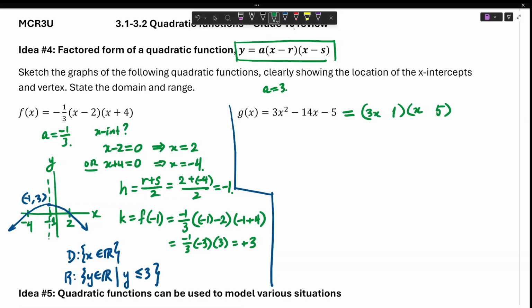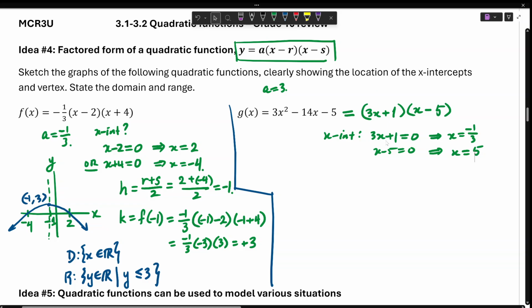So let's say we did plus 1 and minus 5 like this. You get 1x, and 3 times negative 5, which is negative 15x. That does add to negative 14, so this is the correct factorization. So for the x-intercepts, you can think about it as 3x plus 1 is equal to 0 and x minus 5 is equal to 0. This tells you x should be negative 1/3 or 5.